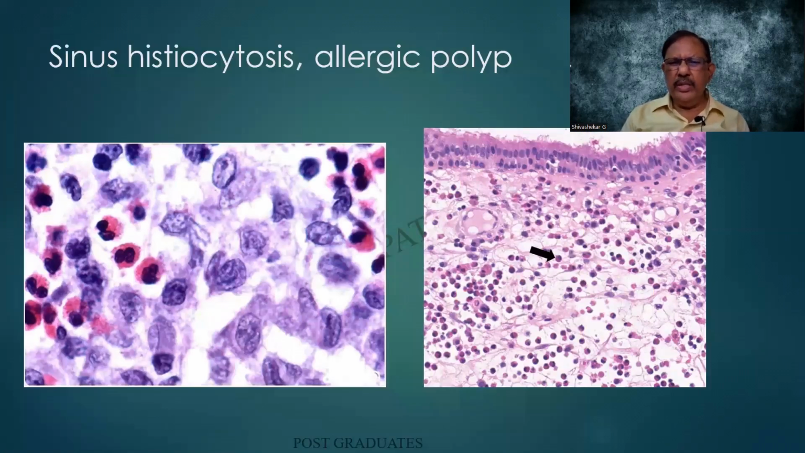Sinus histiocytosis, of course, is a reactive condition that we all know. So there will be the production of a lot of these histiocytes. There is a widening of the sinusoidal spaces, and surprisingly, there is an increased amount of eosinophils filling the spaces over here.